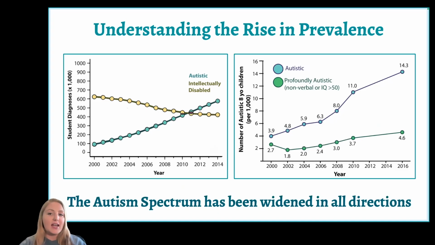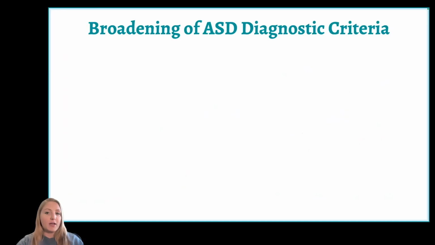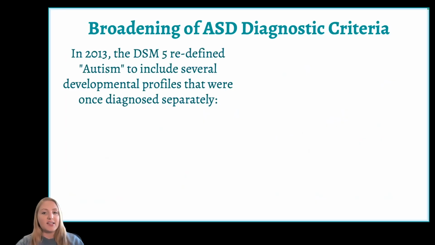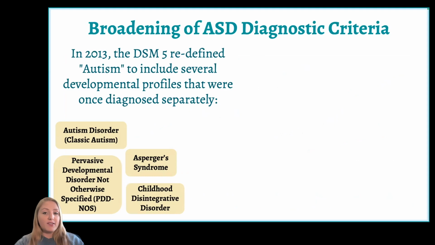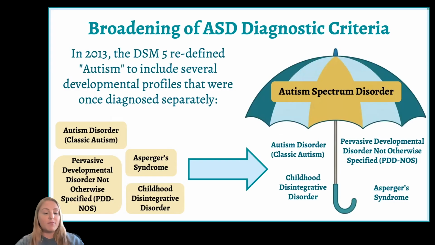So, once again, it's not that anything has changed about the actual people, it's more that our classification and ability to recognize them as being autistic has improved. Another major reason for the apparent increase is that in 2013, the Diagnostic and Statistical Manual, or DSM-5, redefined the autism spectrum to include several developmental profiles that were once diagnosed separately, meaning that previously people would receive separate diagnoses for Asperger's, PDD-NOS, or childhood disintegrative disorder. But now, these are all grouped together and recognized as different presentations of a more unified autism spectrum disorder. This reclassification meant that people who already had these different diagnoses are now counted in the statistics for autism, thus further contributing to the apparent increase in rates.